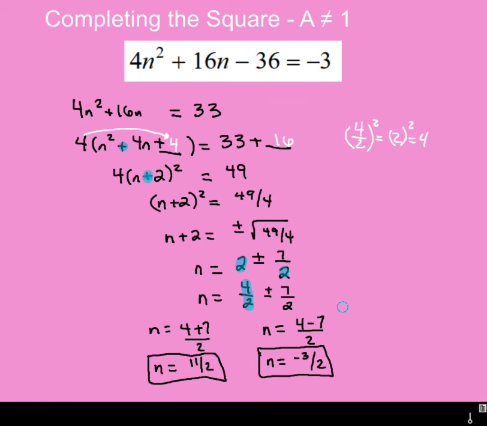Oh my gosh, they're fractions. That's okay. Fractions are our friend, and we like our friends. So that's it. Completing the square.